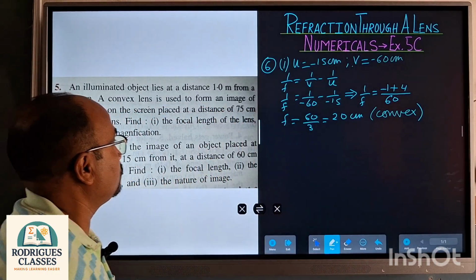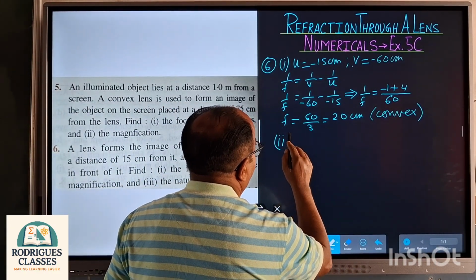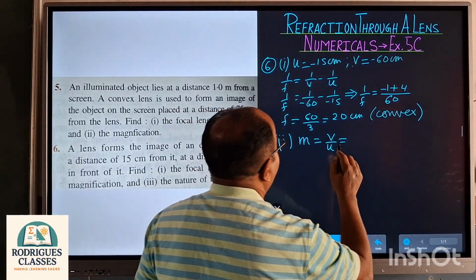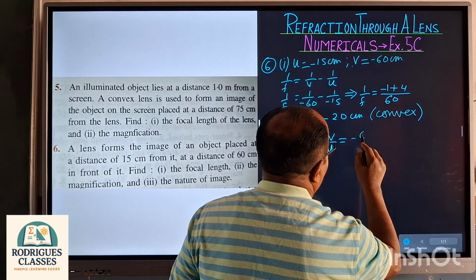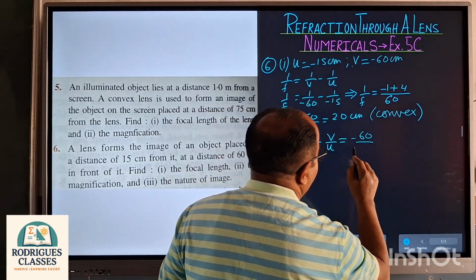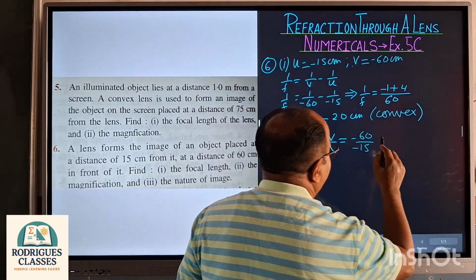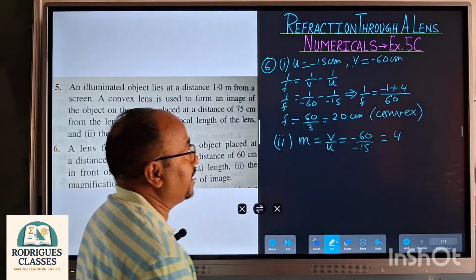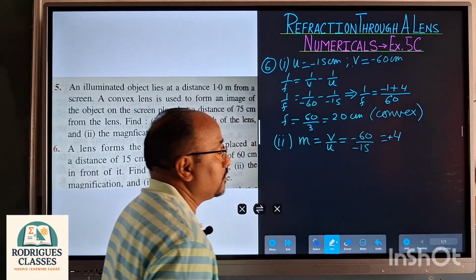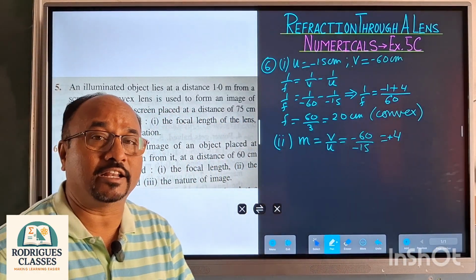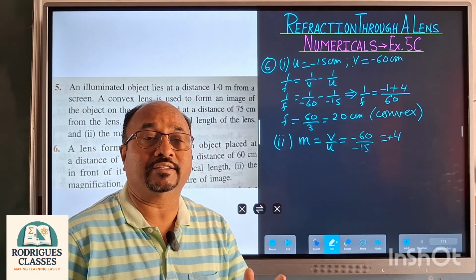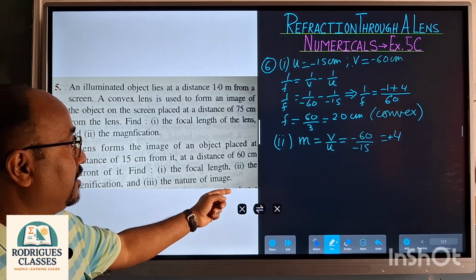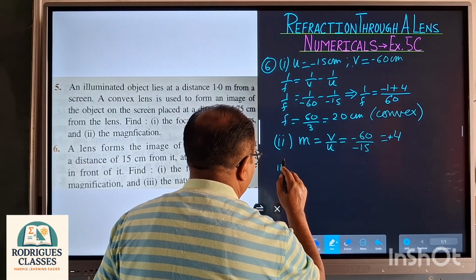Now second part is to find the magnification. m is v by u. So v is minus 60. u is minus 15. Both the negative signs cancel. 60 divided by 15 is 4. It means you are getting it as plus 4. So plus 4 means it is an erect image. 4 greater than 1 is a magnified image. And erect image is virtual. So now you can tell the nature of the image.